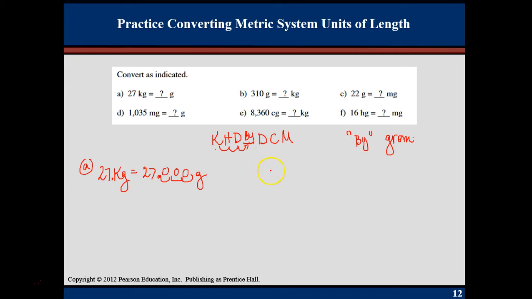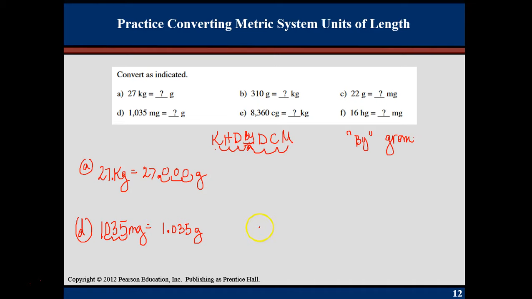If I'm going from milligrams to grams in D, 1035 milligrams. How many grams? Well, now I'm going to be going the opposite way. So here's milligrams. I'm going 1, 2, 3 spots to the left. So 1, 2, 3, and I'll have 1.035 grams.